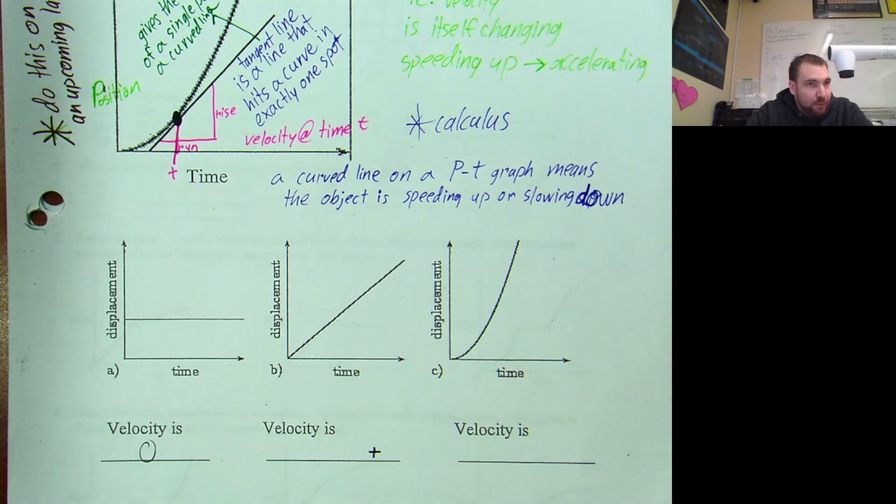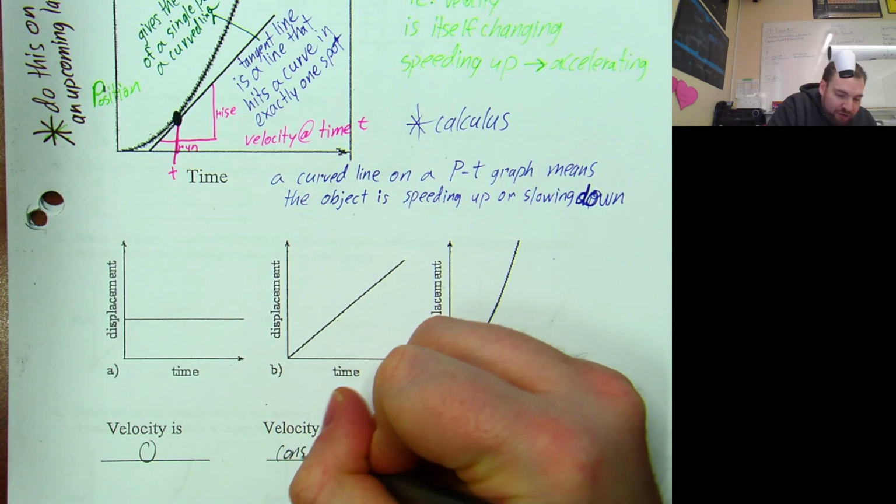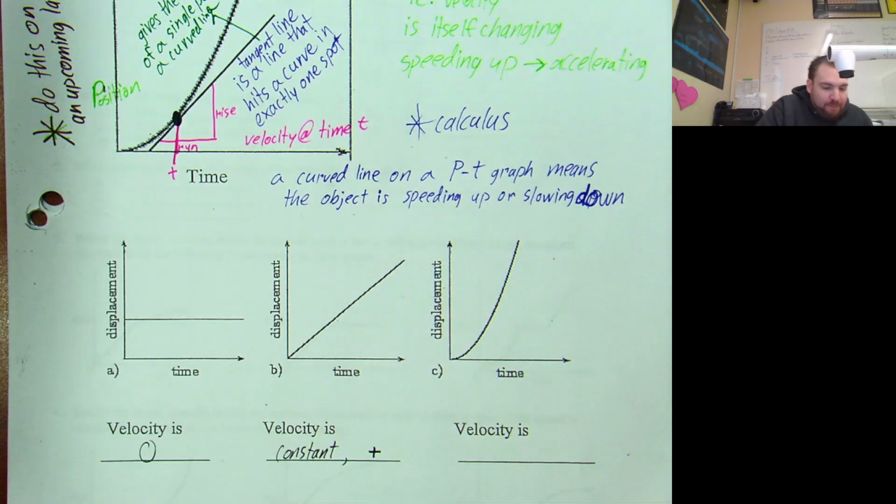What else can you tell me about the slope? Or sorry, the velocity. It's constant. I don't know what the value is, but I know that the velocity is constant. It is steady. The number is not changing. And we know this because why?